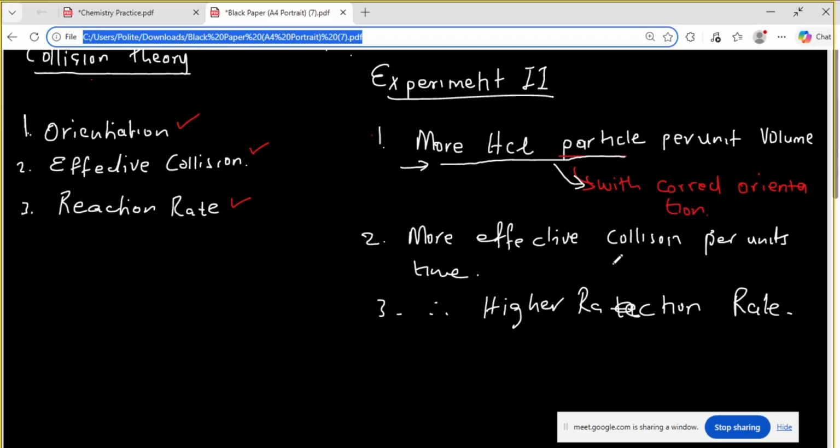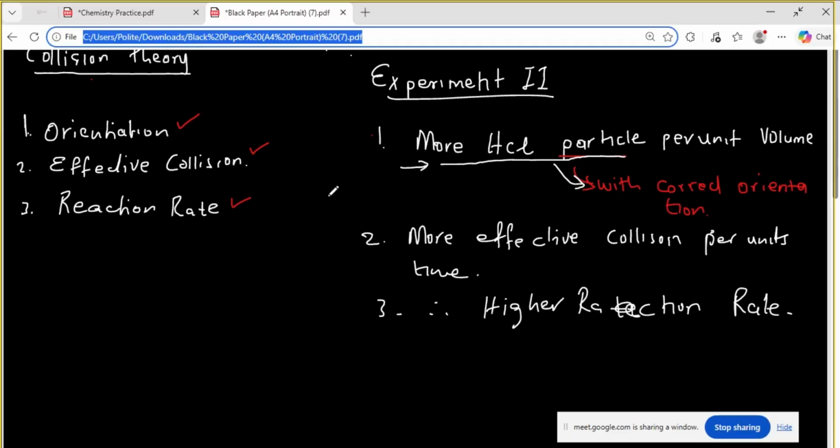So that is what we are referring to when we say more effective collision. You understand? Yes, sir. We are saying that an effective collision is a collision that happens between reactants and it results in a chemical reaction. They must collide with sufficient kinetic energy and the proper orientation. Why? Because they need to break the old bonds and form new ones. So the new ones will be the product.